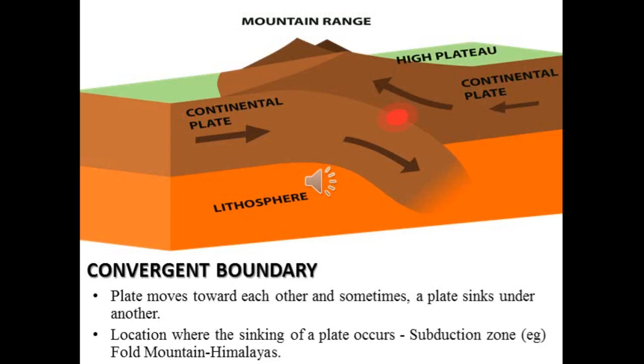Example, fold mountains, the Himalayas. During this process, one plate goes down and another plate moves up. That is called a subduction zone. Due to this, fold mountains formed, like the Himalayas. You can see in these pictures also, one continental plate is moving down and another continental plate is moving upward. That results in the formation of mountain ranges and also high plateaus.